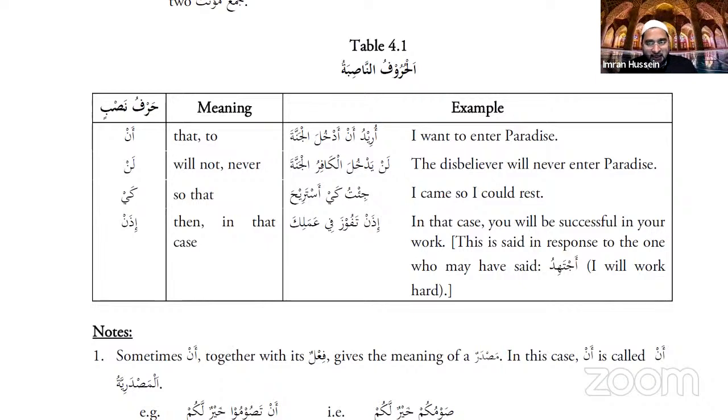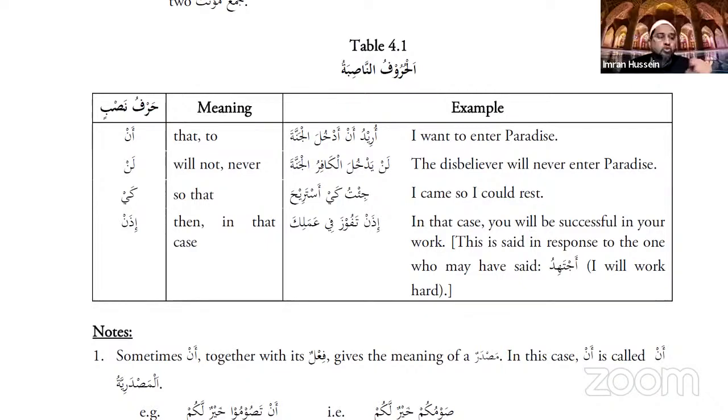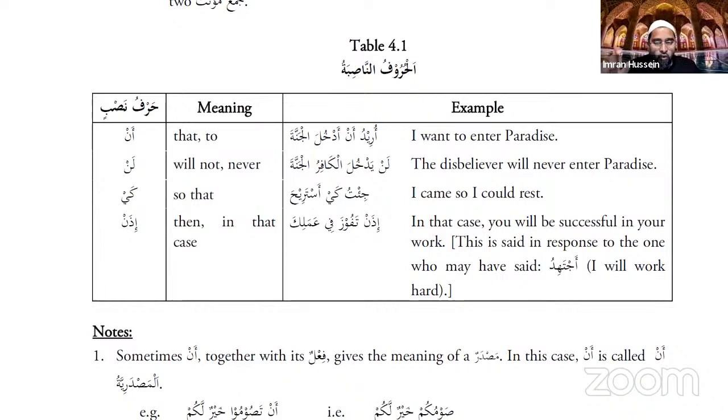Now, the present tense verb is on the pattern of yansuru, but the middle letter should have a dhamma. So it's nama, yanumu. The original word is noon, waw, mim. Yanumu is the present tense.